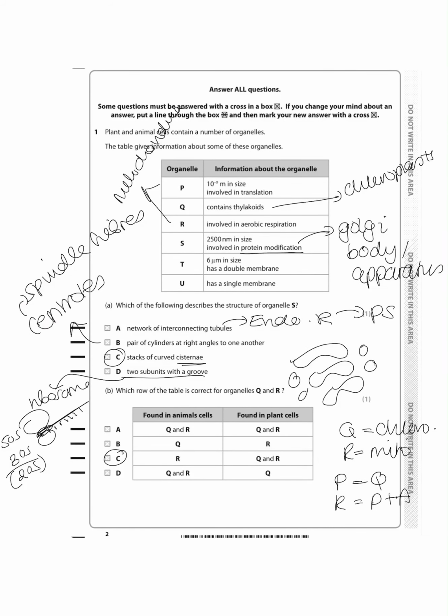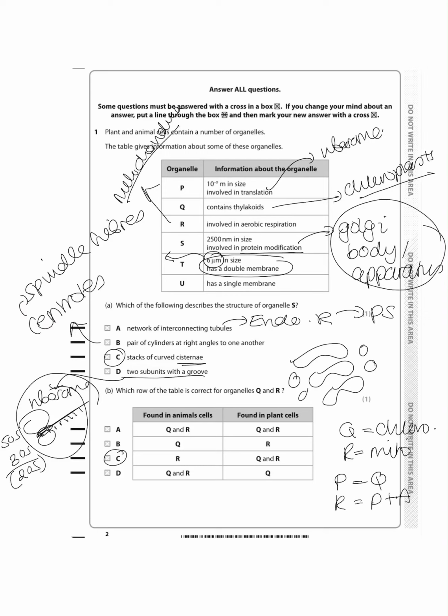So going back and figuring out the organelles: involved in translation, that would be the ribosome. That's what's happening down here. Contains thylakoids, we said is the chloroplast. Involved in aerobic respiration, we said the mitochondria. Involved in protein modification, we said the Golgi body. And T is the nucleus, because the hint is 6 micrometers. And 6 micrometers is the biggest size of the organelles in this table. And we know that the nucleus is the largest and densest organelle in the cell.